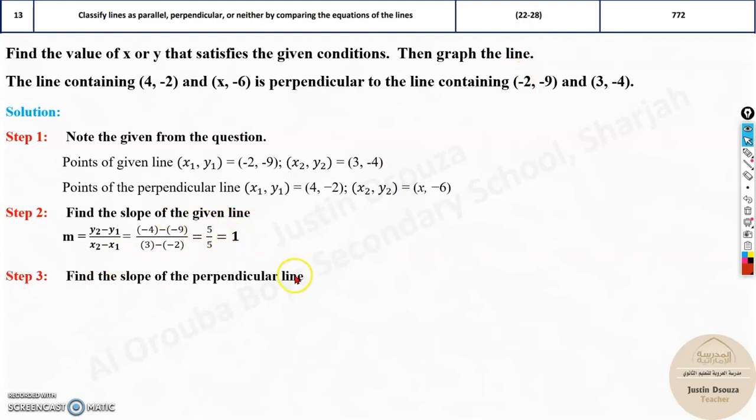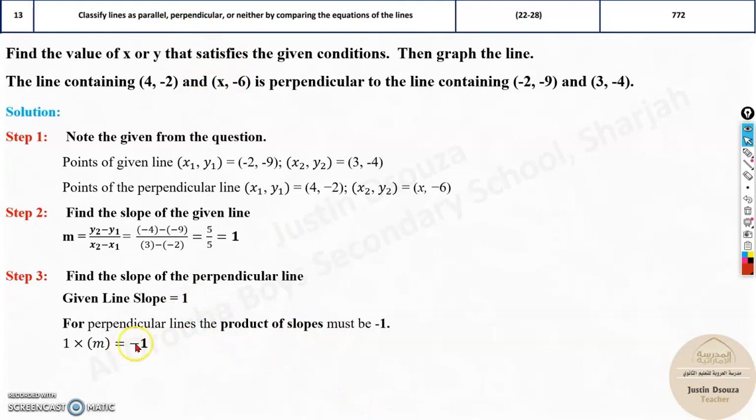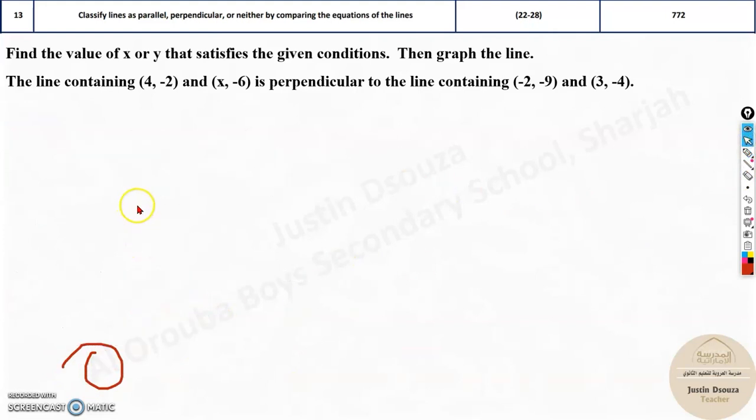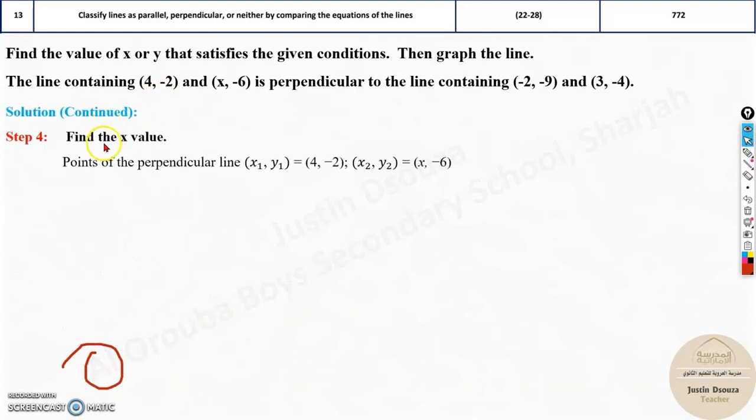Now find the slope of the perpendicular line. How do you find this? All you need to do is, given line slope is 1. So when you multiply this with the perpendicular line slope, it must be minus 1. 1 times m equals minus 1. The answer for the perpendicular line is minus 1. So now we know this is the slope. Okay. So we can use the slope formula again to find the x value. How?